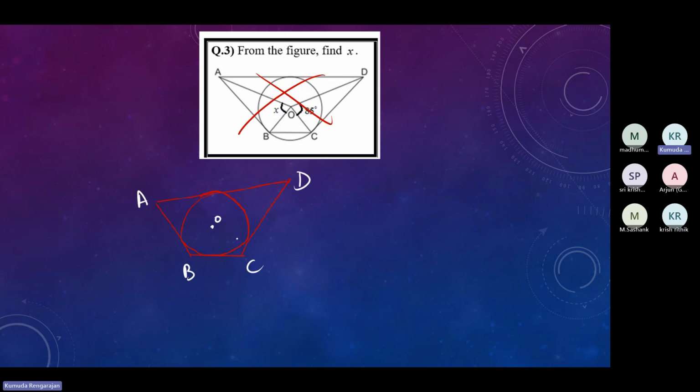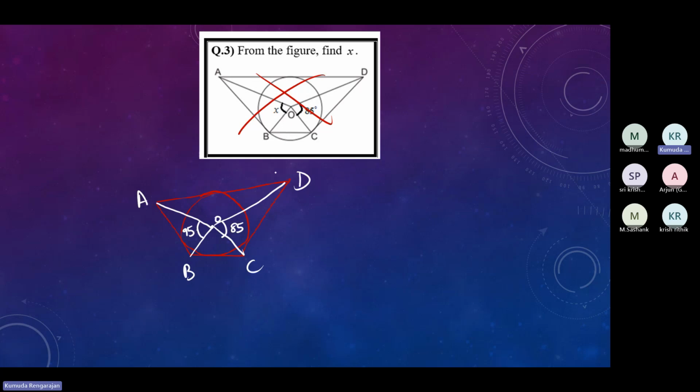Now the opposite sides of this quadrilateral will subtend supplementary angles at the center. Angle AOB is the angle subtended by the side AB at the center. Angle COD is the angle subtended by the side CD at the center. The sum of these two angles is equal to 180. These two angles are supplementary. So if this is 85 degrees, this one will be 180 minus 85, 95 degrees.